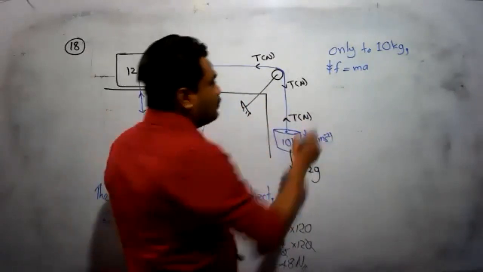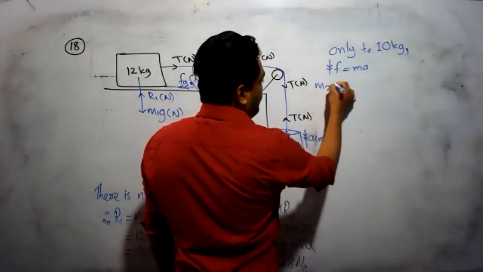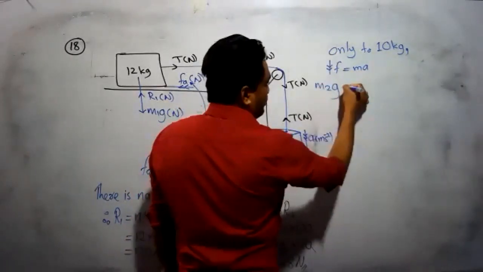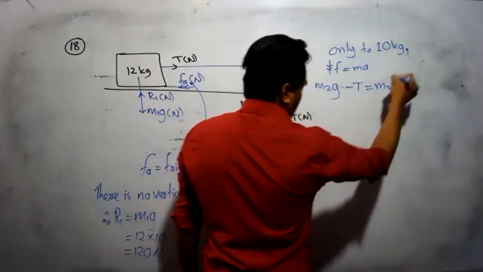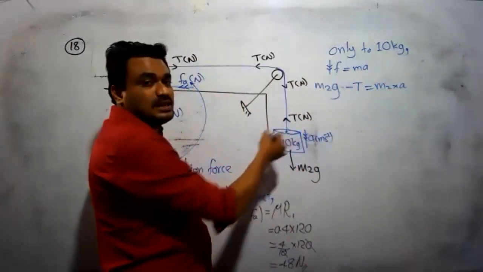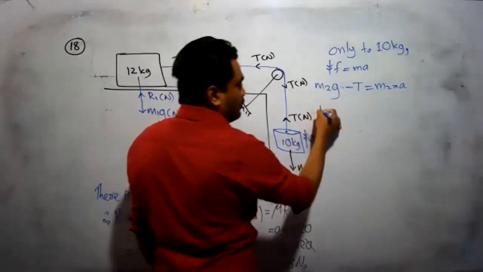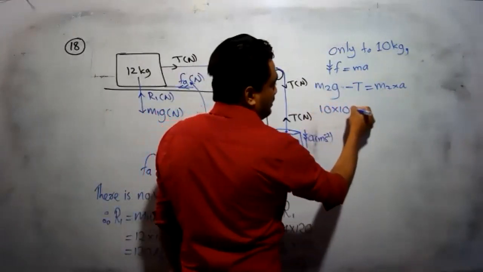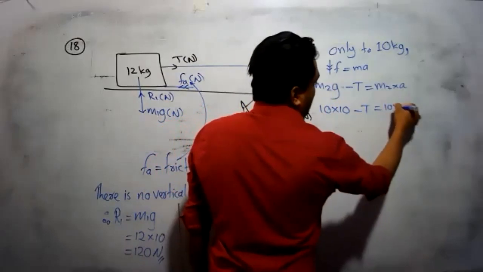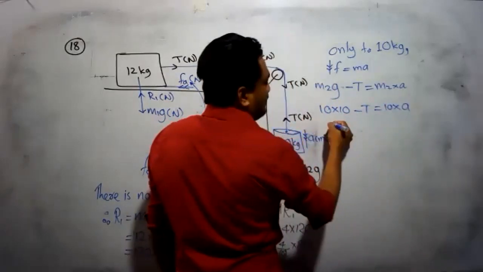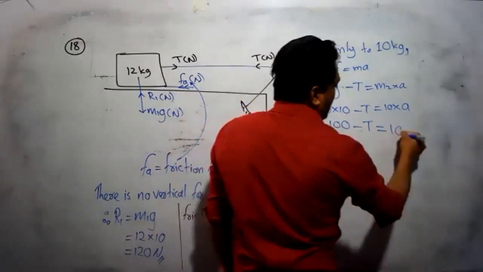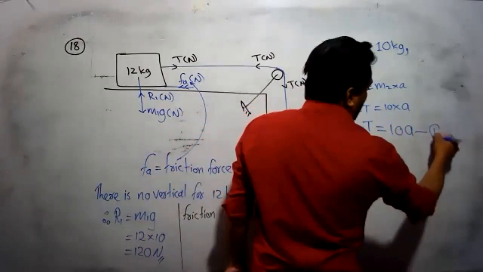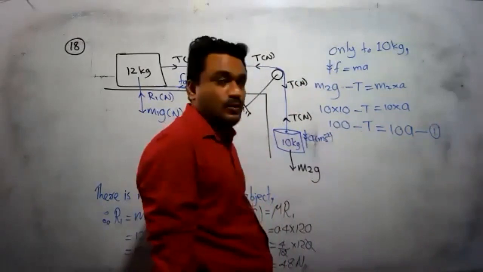Therefore, the total downward force is M2G minus T equals M2 into A. The mass of the second object is given as 10 kilograms. So M2 is 10, G is 10, minus T equals 10 into A. So 10 times 10 is 100, minus T equals 10A. Let me mark it as the first equation.